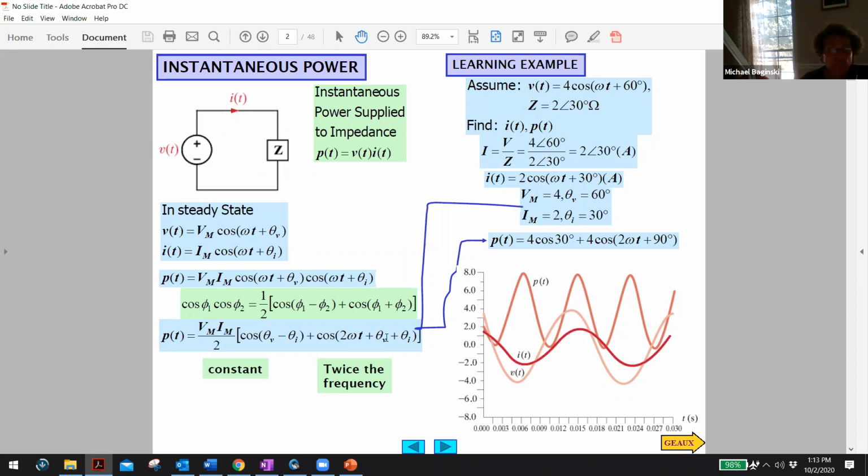With me? Now, here, he gives you a hardcore example. I'm only going to touch this briefly. I hope you looked at it. Here, I'm going to assume V of t is 4 cosine of omega t plus 60 degrees. So he's saying this is the voltage right here. Do you all see this, class?